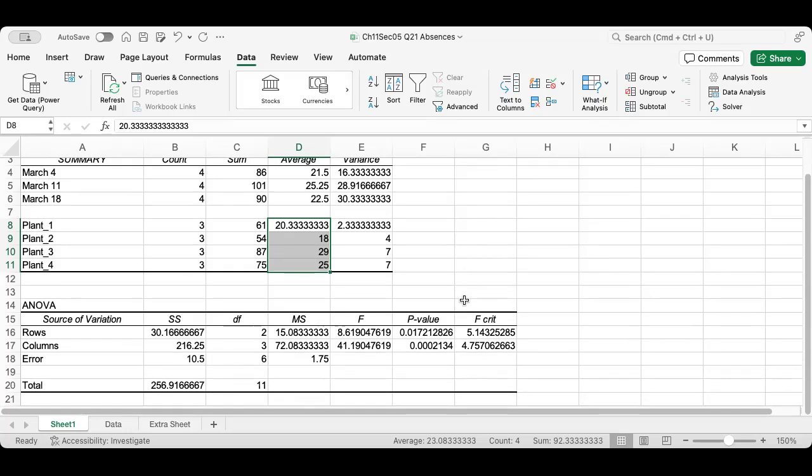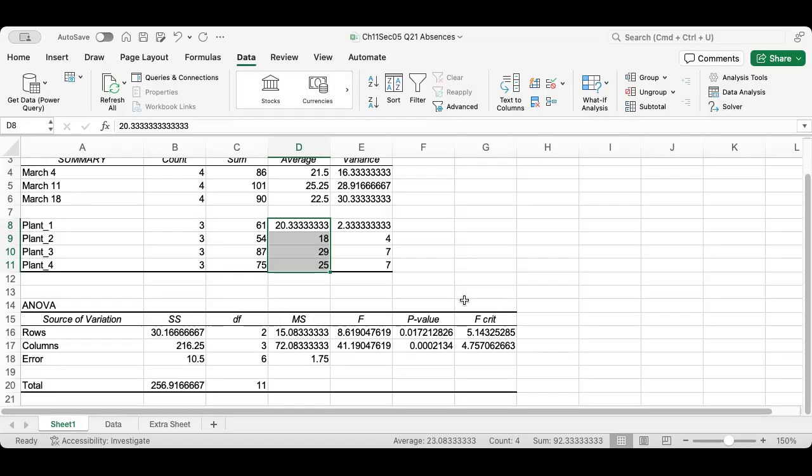From a practical perspective as the boss, I can go in and say, hey, you guys are absent on Friday more often than other plants. But I can even say from a statistical perspective which one has a larger effect. The one with a larger effect is the one with the larger F value. The one with the larger effect is the one with the smaller p-value. It's much less likely that that column effect happened by random chance than the row effect.